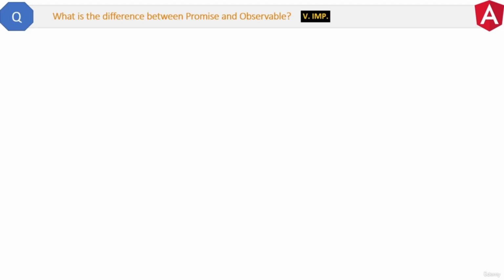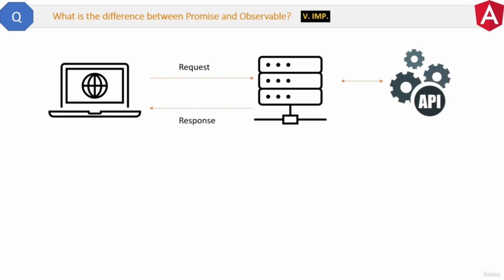Now see what the differences are. Let me show you the working first. See, this is our system. Client will request data from the Angular server and the Angular server will request data from the API. Let's first see how the promise will work. Suppose we have huge data to be transferred from the API to the Angular server, for example around 1 million records that have to be fetched from the API. Then this server will start receiving data from the API, and this will take some time to receive all the data from the API to the Angular server.